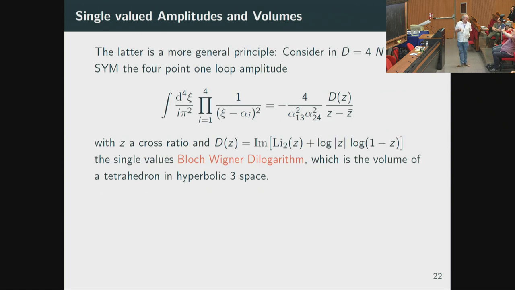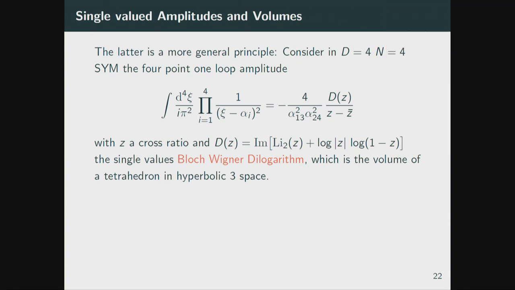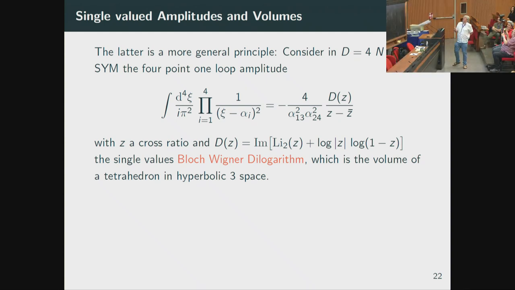But you can ask, is this a more general principle, or is this just by chance? Look, for instance, at an N equal 4 theory in D equal 4. Then you can look at the four-point amplitude. And it's given by this. It's very similar. You have external legs, four of them. So in this case, the graph is just a cross. And you have four external points.